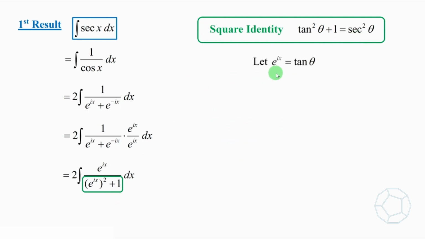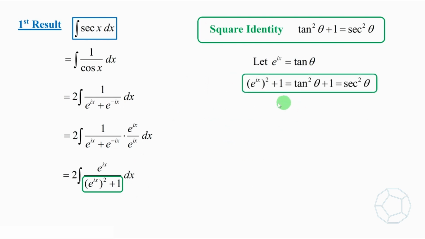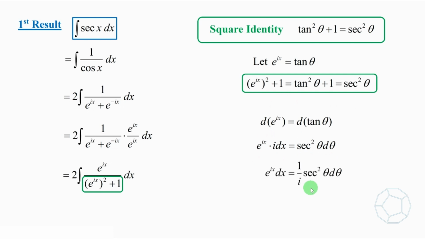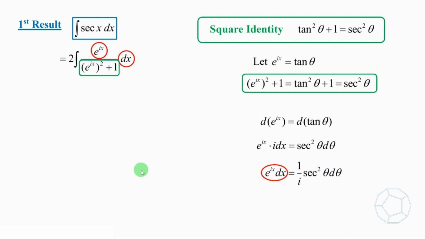So let e to the power of ix is equal to tangent theta. Then the denominator is simplified to a single term secant square theta. Differentiate both sides, we have e to the power of ix times i dx is equal to secant square theta d theta. Divide i to the other side, we get this. You can see that the left hand side is already in the integral, so we put everything inside. Then it's equal to 2 over i times integrate secant square theta over secant square theta d theta.